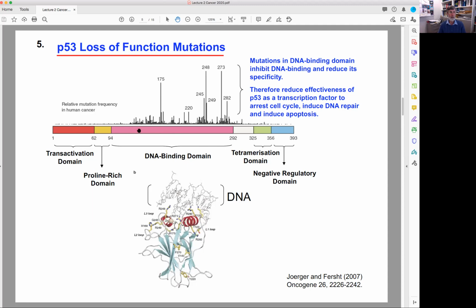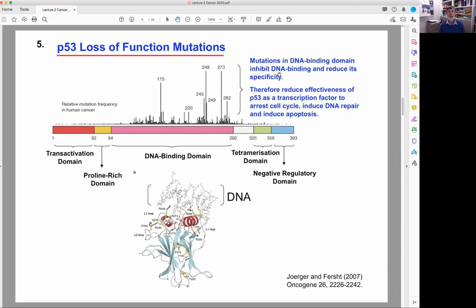So what's obviously important here is the DNA binding domain, which is a large segment of the protein shown in pink, but other domains, you've got the tetramerization domain, where it can form obviously a tetramer. You've got a negative regulatory domain at the carboxyl terminal, and at the N terminus you've got a transactivation domain, and after that a proline-rich domain. But you can see, looking at the DNA binding domain, you can get many mutations in this part of the protein, some with very high frequency, which we'll talk about in a moment.